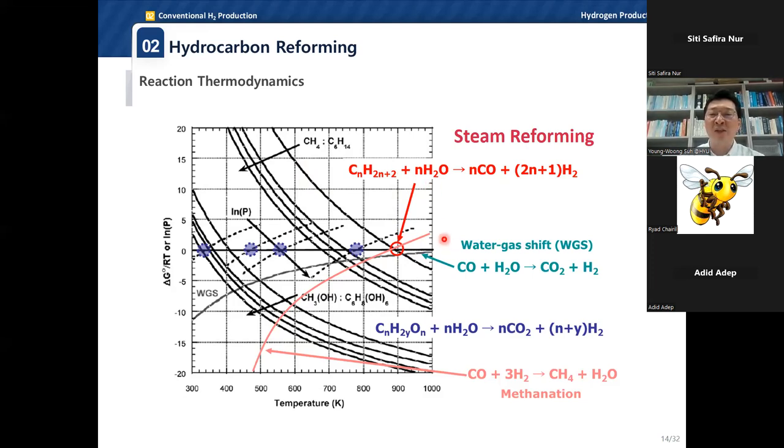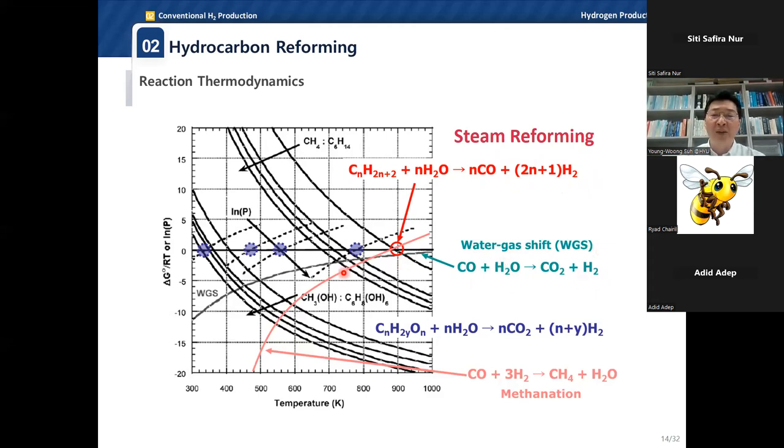And also, I will mention later, but I have to mention on this slide the water gas shift reaction. Right now, by steam reforming, we obtain CO, but the CO should be separated from the hydrogen for further applications. So how do we remove the CO from the steam reforming outlet? This is the water gas shift reaction. The CO reacts with water, and the CO is changed into CO2. At the same time, the water, H2O, is reduced to hydrogen.